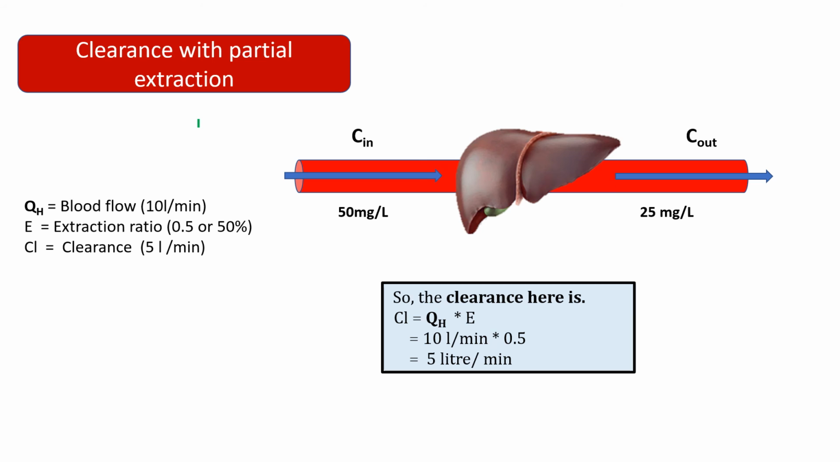Here it is clearance with partial extraction. Here you can see 50 milligram are moving in, 25 milligram are moving out. So ultimately 50 minus 25 is 25, and the extraction ratio is like 50%. So the QH, 10 liter per minute blood flow, into 0.5 is equal to 5 liter per minute.